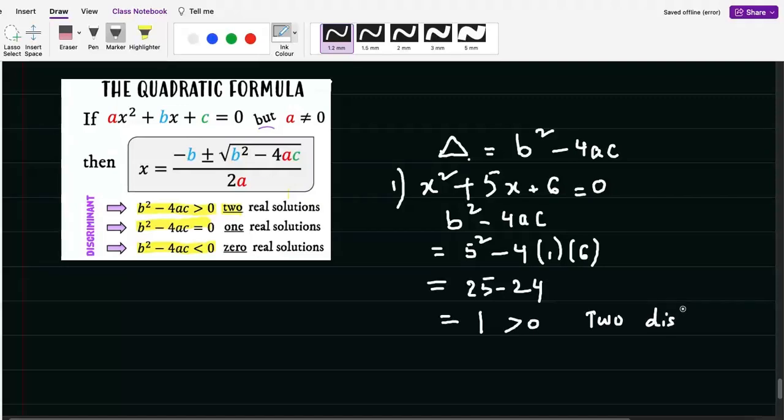So you will have how many? Two distinct roots are available for this quadratic equation. So the nature of roots is distinct, or two real solutions, you can say. Let's do one more.